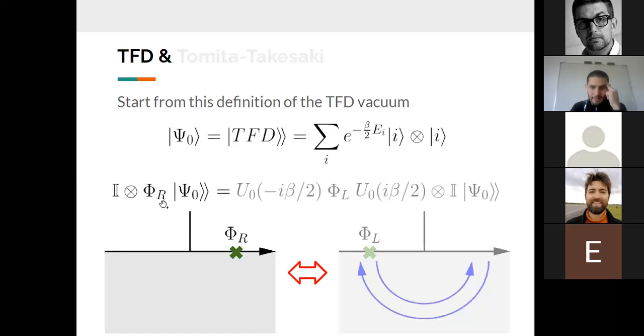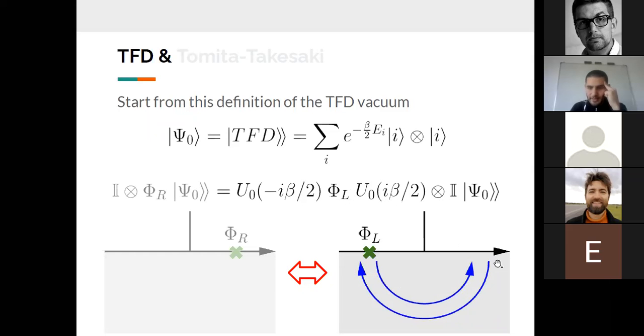Let's say I have this state, and I will ask of the state that for any local operator in the theory, the operation of acting with an operator on R must be the same as operating with the equivalent operator on L.